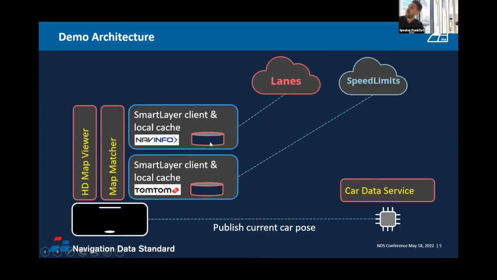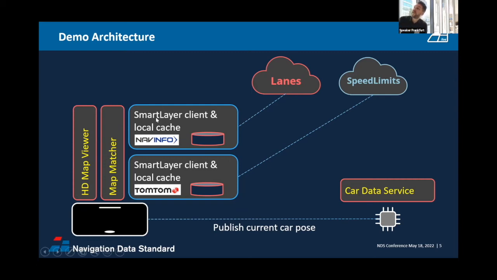Then on the left side you can see we have this application. It basically has a map viewer, so you'll be seeing an HD map viewer. It has a map matcher because we have two sources, right? We have HD lanes and we have road-based speed limits, so we have to match them.